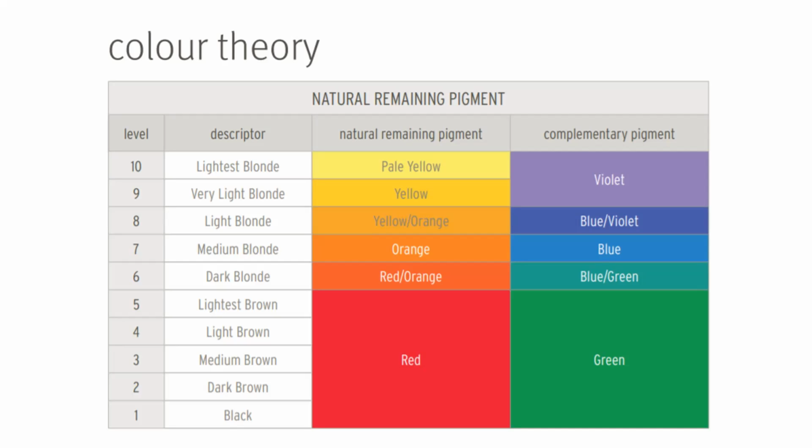Same thing, for instance, if you're lifting the hair from a darker base of a 5, you may decide to go 2 levels lighter up to a level 7, which is a medium blonde. We can then see here with that medium blonde, we're going to have an orange natural remaining pigment within that. And again, if your client wants quite a warm blonde, fine. If they don't like that and they prefer the more ash colours or the more neutral tone, we're going to need to add some blue into there. So that's how it works with the natural remaining pigment.